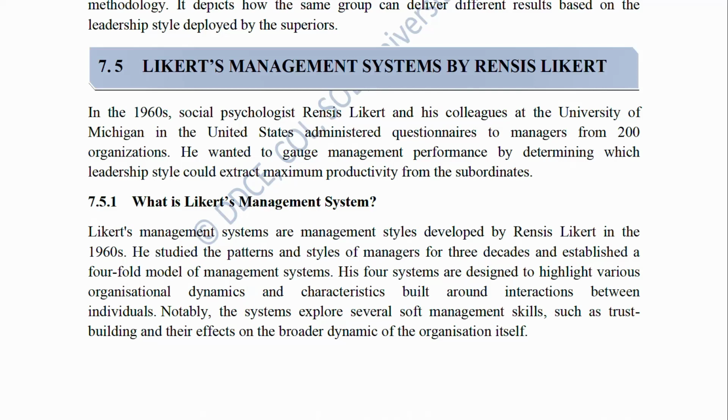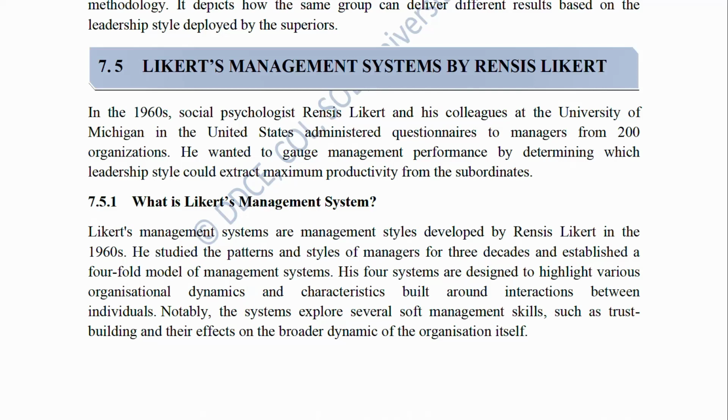In the 1960s, social psychologist Rensis Likert and his colleagues at the University of Michigan in the United States administered questionnaires to managers from 200 organizations. He wanted to gauge management performance by determining which leadership style could extract maximum productivity from the subordinates.